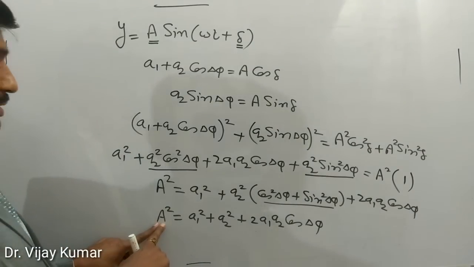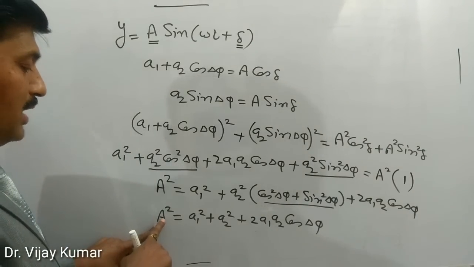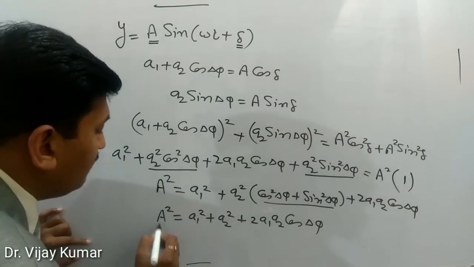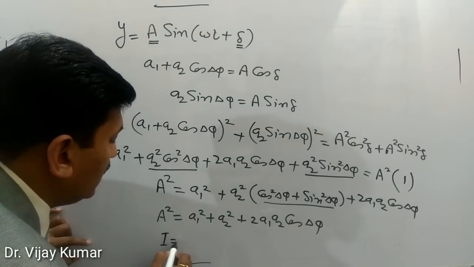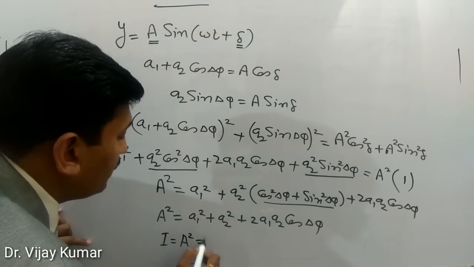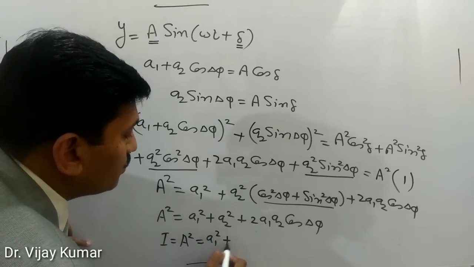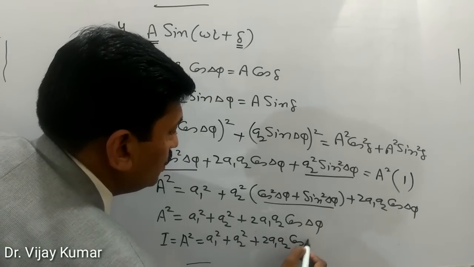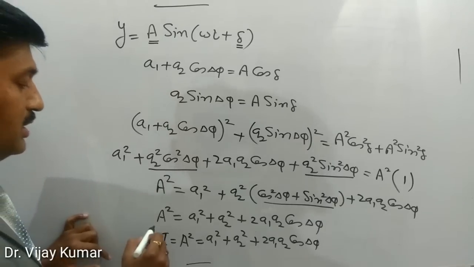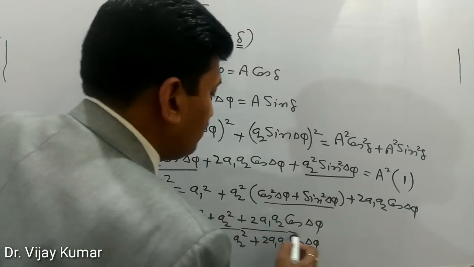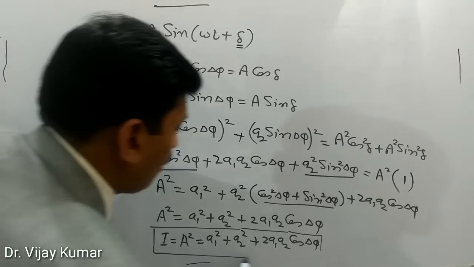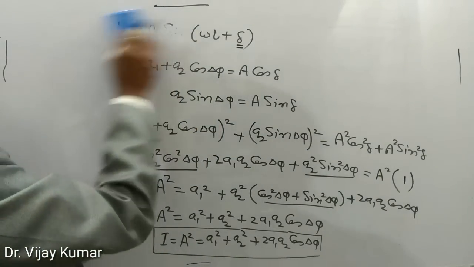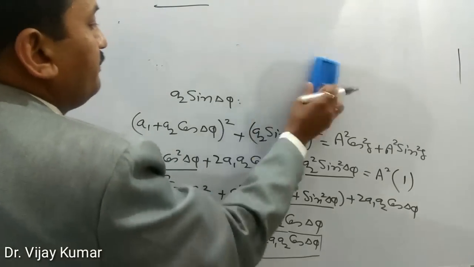As we know, capital A is the resultant amplitude, and the square of this resultant amplitude should be equal to the resultant intensity, which we can represent by capital I. That is A square, and it is a1 square plus a2 square plus twice a1 a2 cos Δφ. This is the resultant intensity, and now we can determine the maximum intensity and minimum intensity.